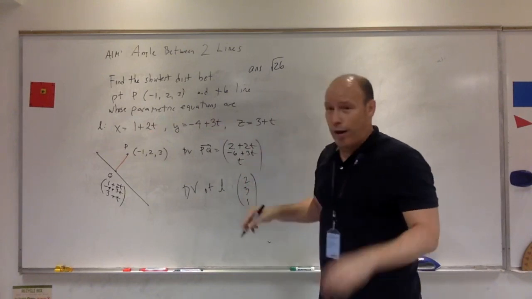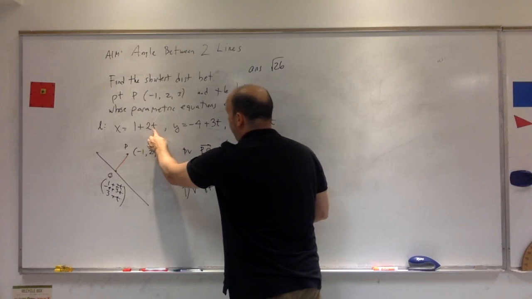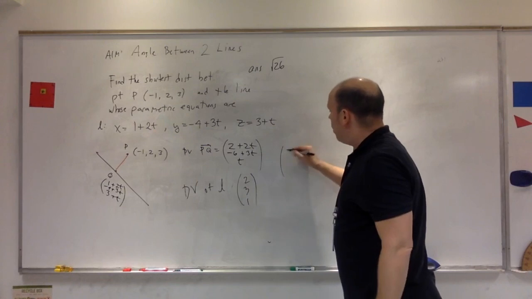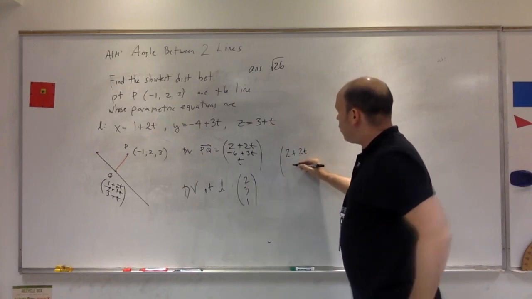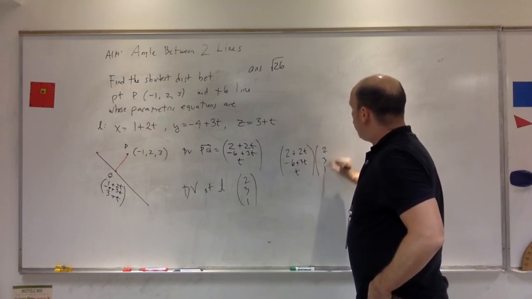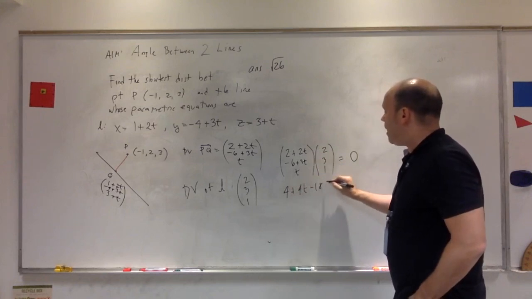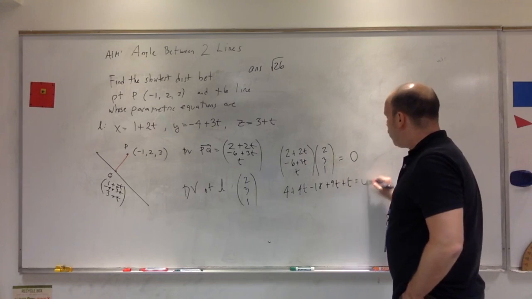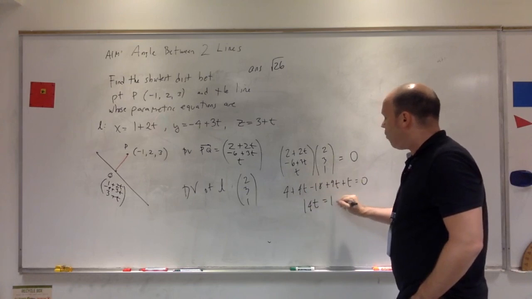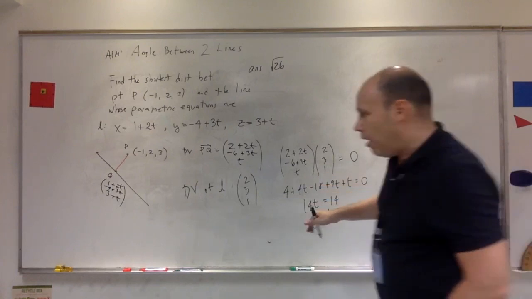That's what's great about this. We're going to see how important that is just by looking at the coefficients of the parameter. It gives us the direction vector. Well, what's the dot product? I guess I am going to write this over again. (2 plus 2t, -6 plus 3t, t) dotted with (2, 3, 1) equals 0. We have 4 plus 4t minus 18 plus 9t plus t equals 0. I have 14t minus 14 equals 0. T equals 1.